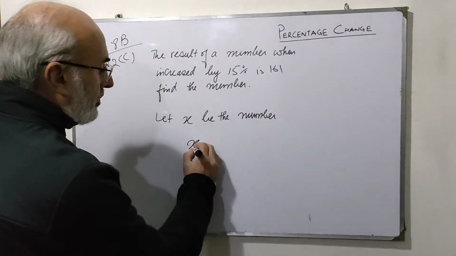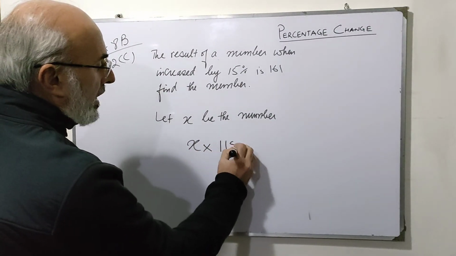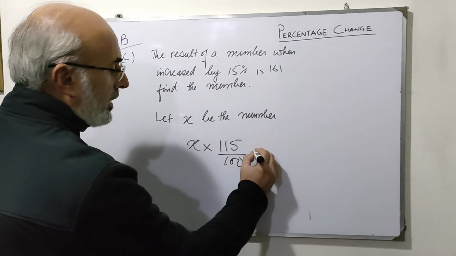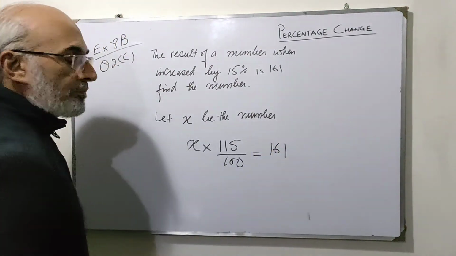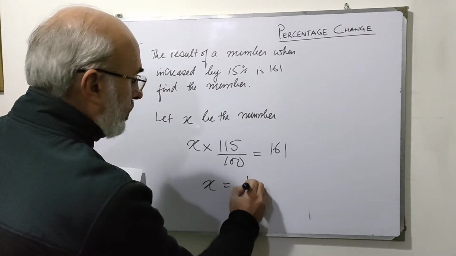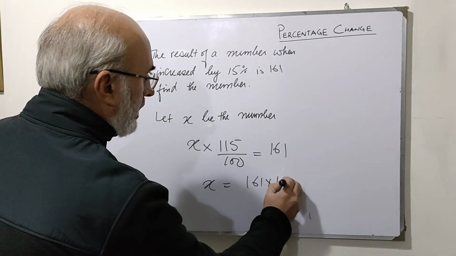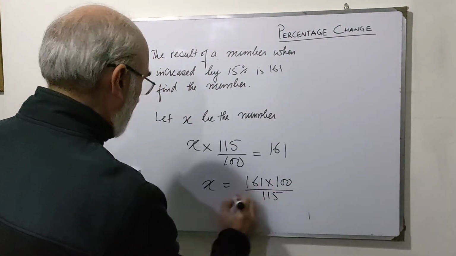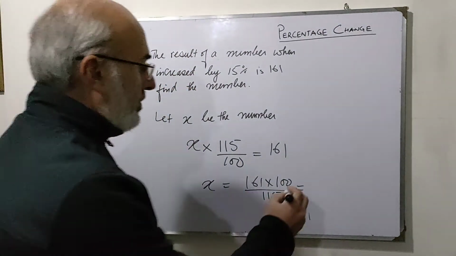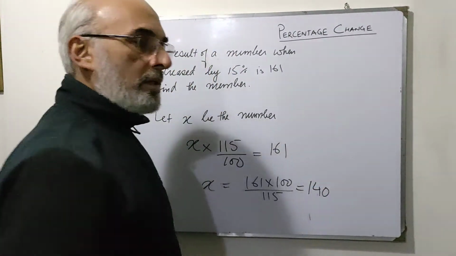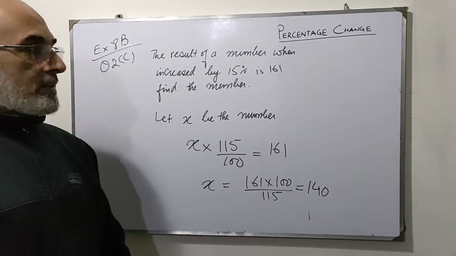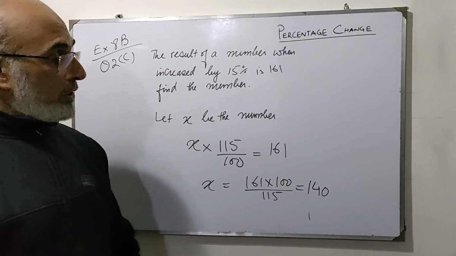So x into 115%, so I'm going to divide by 100, is equal to 161. Okay? So x is equal to 161 into 100 over 115, and after simplifying it we will get 140. Okay, so the number 140, if increased by 15%, we will get 161, and we can check it.